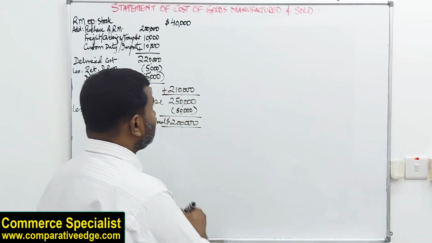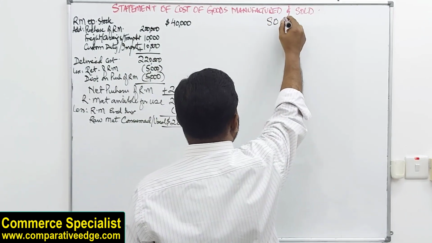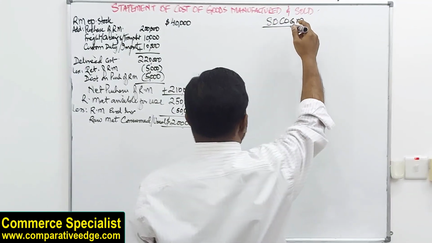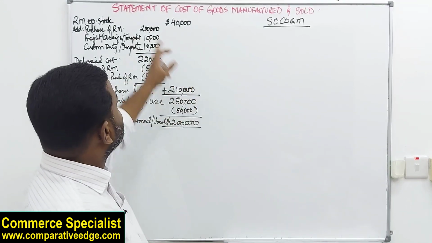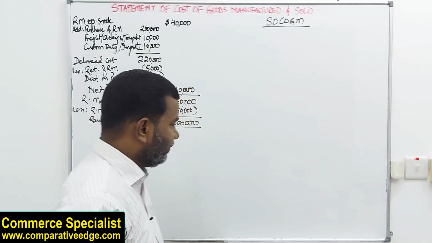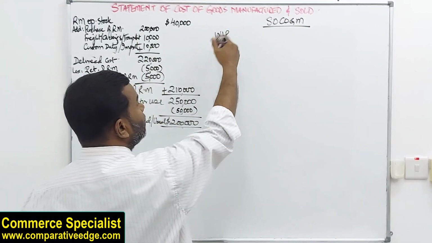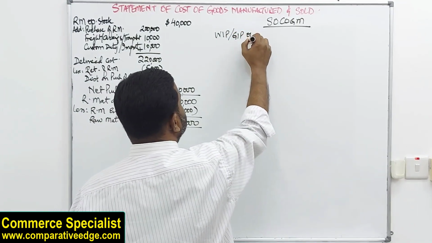Let's have a look. So now I'm talking about statement of cost of goods manufactured. This is not a very well-known short form, but I'm just saving time. So statement of cost of goods manufactured sold, I'll be calculating later. I start with work in process, or you can call it goods in process, opening stock.